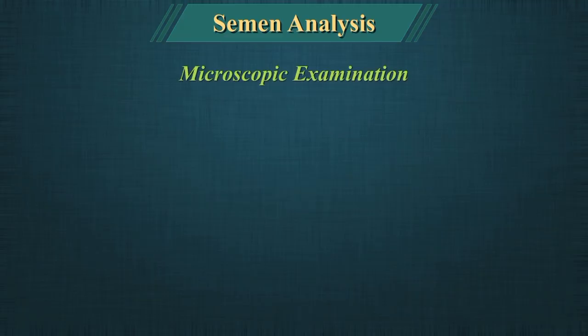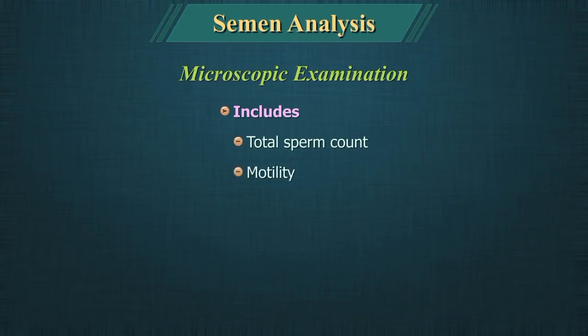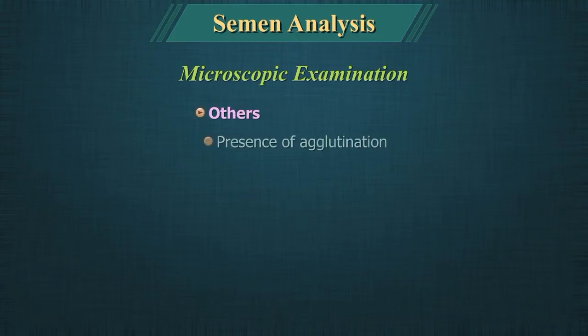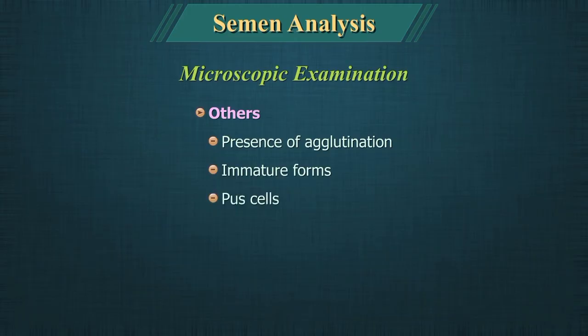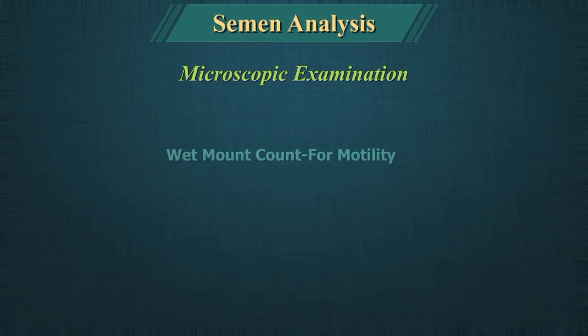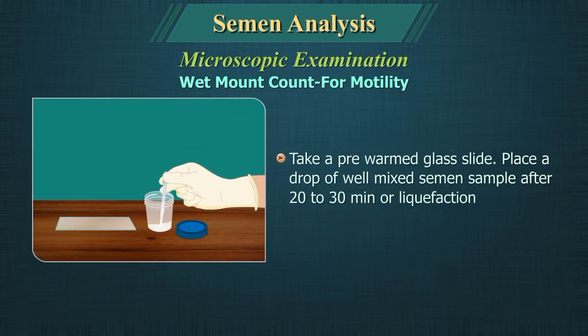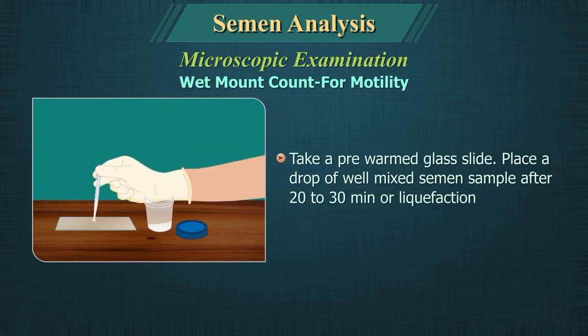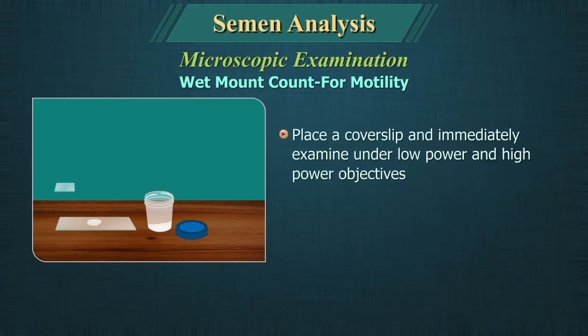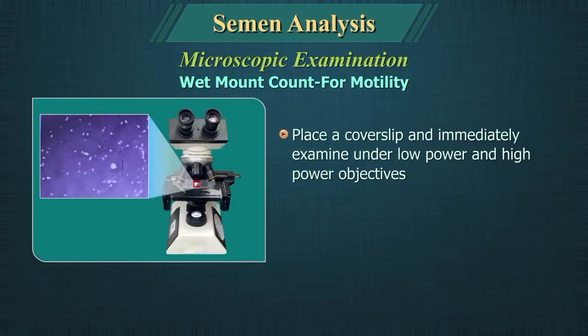Microscopic examination of semen. The microscopic examination includes the total sperm count, motility, morphology, vitality, and others like presence of agglutination, immature forms, pus cells, and miscellaneous factors. Wet mount cover slip preparation. Take a pre-warmed glass slide. Place a drop of well-mixed semen sample. Place a cover slip and immediately examine under low power and high power objectives.